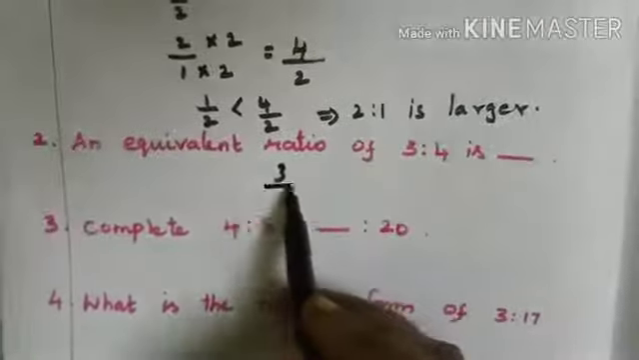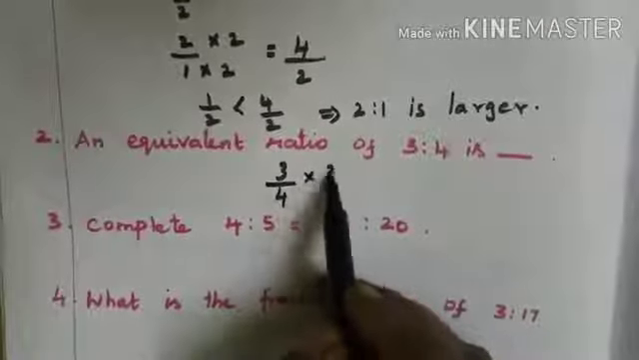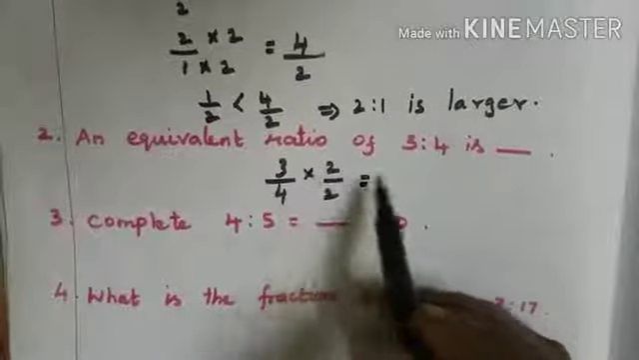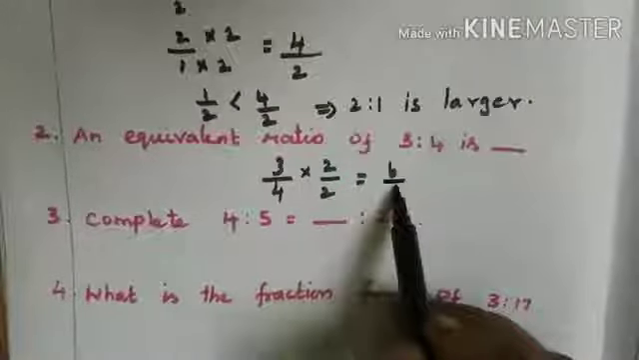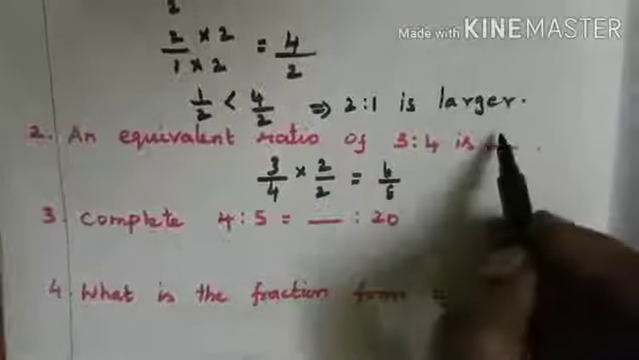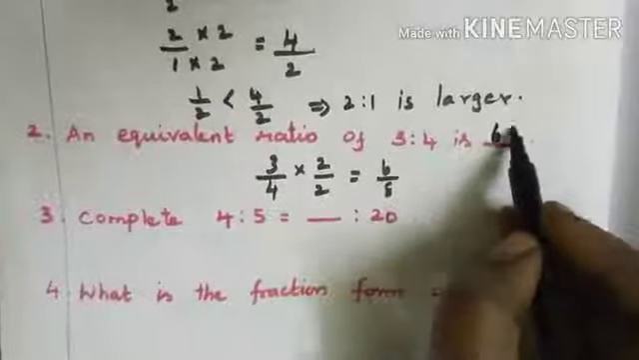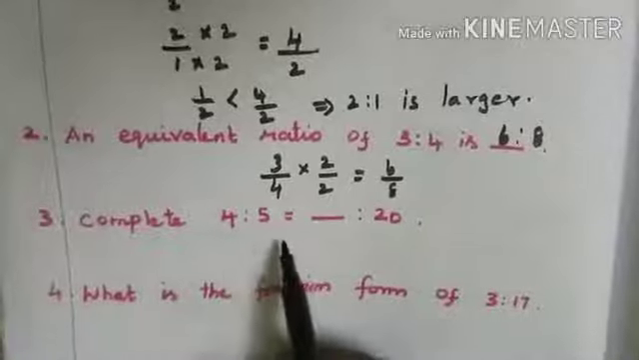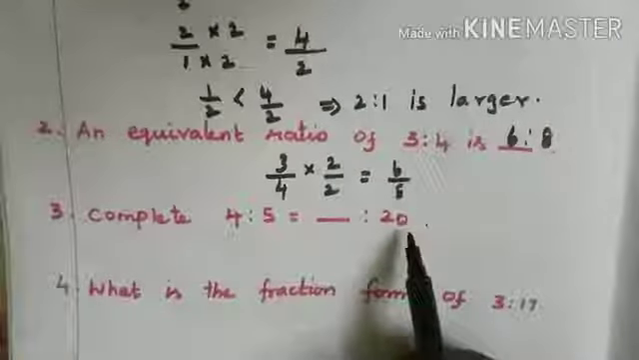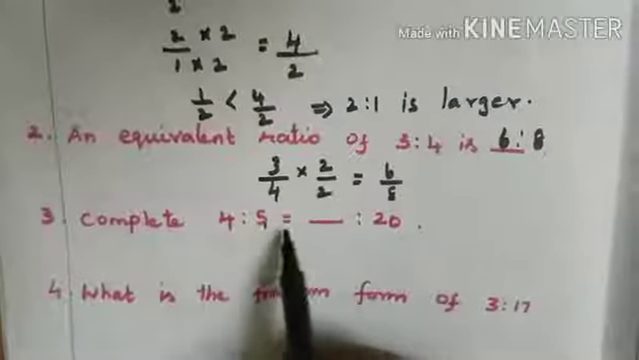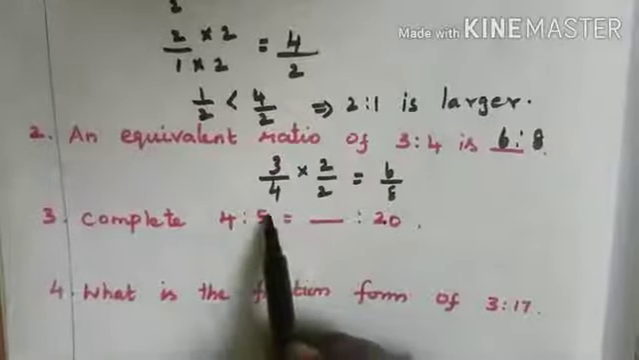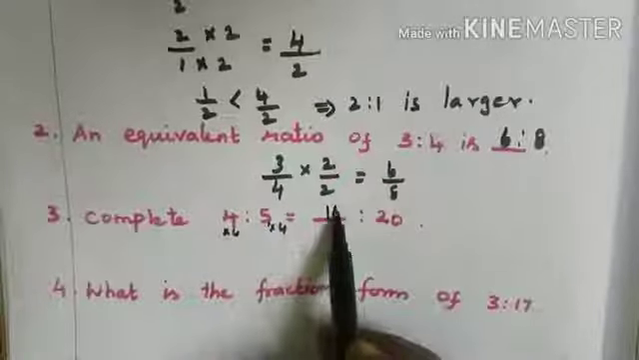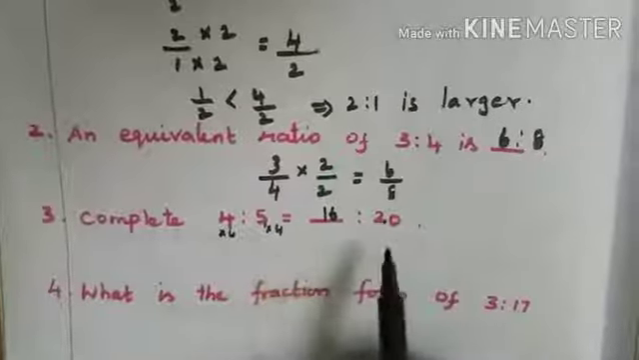Therefore 3/4, we can multiply it with 2 in the numerator and denominator. What will we get? 3 2s are 6 and 4 2s are 8. Therefore an equivalent ratio of 3:4 is 6:8. The next question, complete 4:5 equal to dash is to 20. Here 5 is multiplied with 4, we get 20. 5 4s are 20. Therefore 4 4s are 16. Therefore the answer is 16.